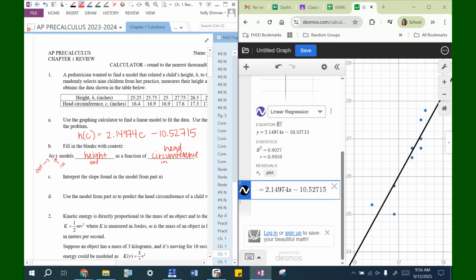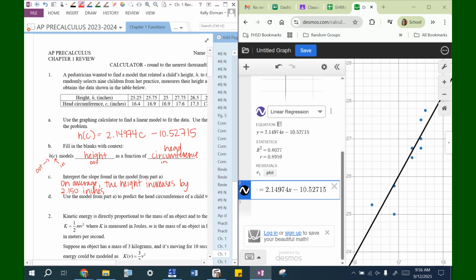Remember when we had a quiz over this, there's a script that we put in the notes. You should start off with "on average" because this is definitely not the slope between every 2 points. So on average, the height increases by how much? The slope. This you can round, 2.15. And what is height measured in per circumference? Inches per inch. So inches.